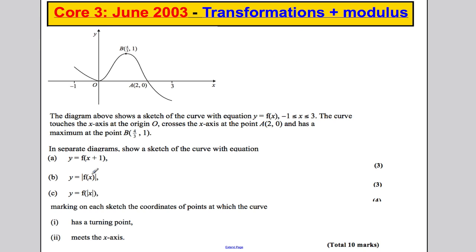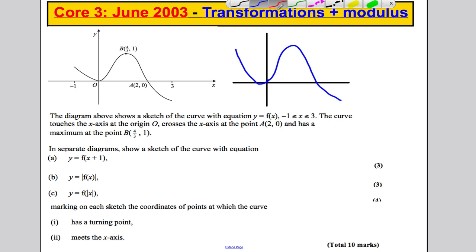Next part, part B, we're asked to draw the modulus of this graph, the modulus of f of x. So what you do is you draw the graph f of x, and wherever f of x became negative, you just reflect that in the x-axis, as so. Rub out this part here and write in all your key points. That's still 4/3, 1, that's still 0, 0. This point here is still 2, 0, and we're done.